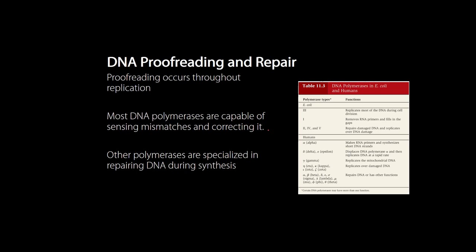On the right here, you can see our friend DNA polymerase 3, the major one. There's 1, and the nice little functional summaries here. 2, 4, and 5 are involved in different kinds of DNA repair. And in the human ones, there's alpha, delta, epsilon, gamma, eta, kappa, iota, and so on. You don't have to know the details here for any tests or quizzes I'll be giving you. But if you like a little attention to detail, feel free to study this a bit.